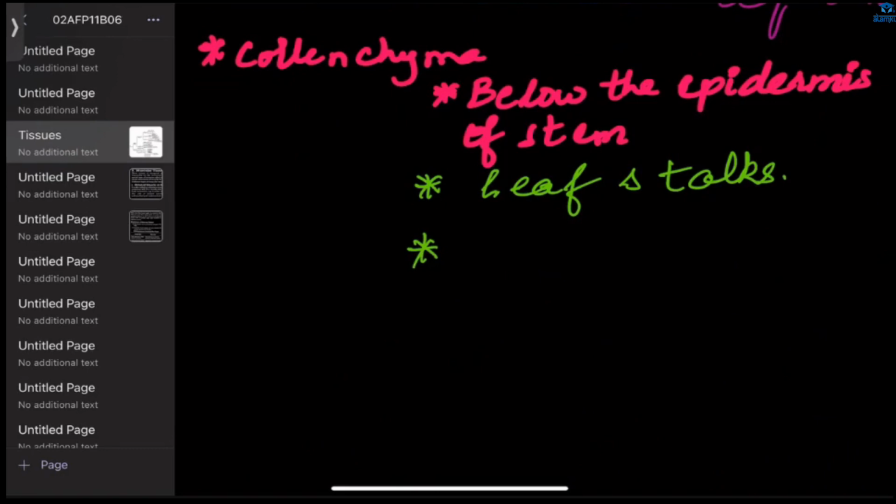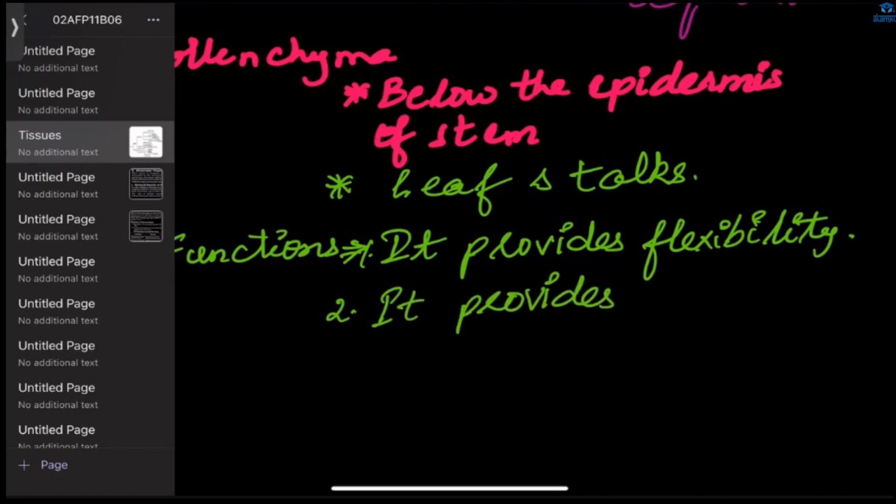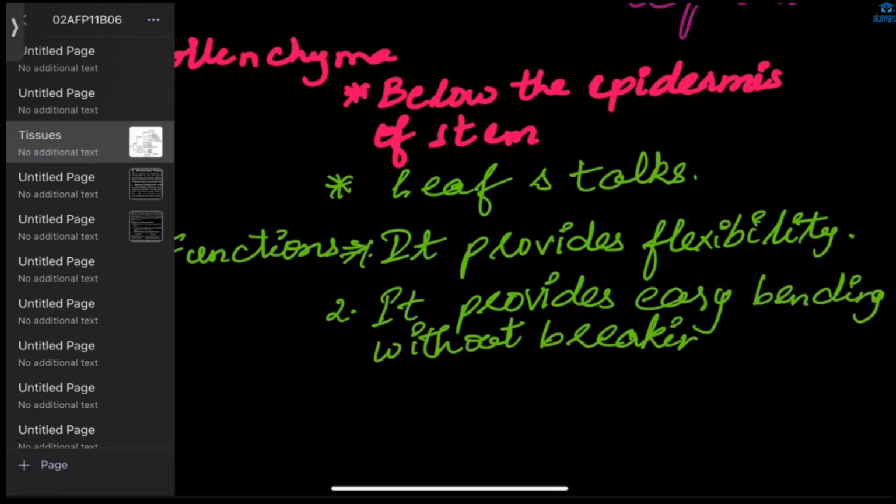It was for the easy bending of plants. Yes, it provides flexibility. Functions, we can say. The major function is what? It provides flexibility to plants. Okay? Any other function? Can anyone tell me? Razi has already told, na? Easy bending? Yes, ma'am. Easy bending without breaking of any plant parts.